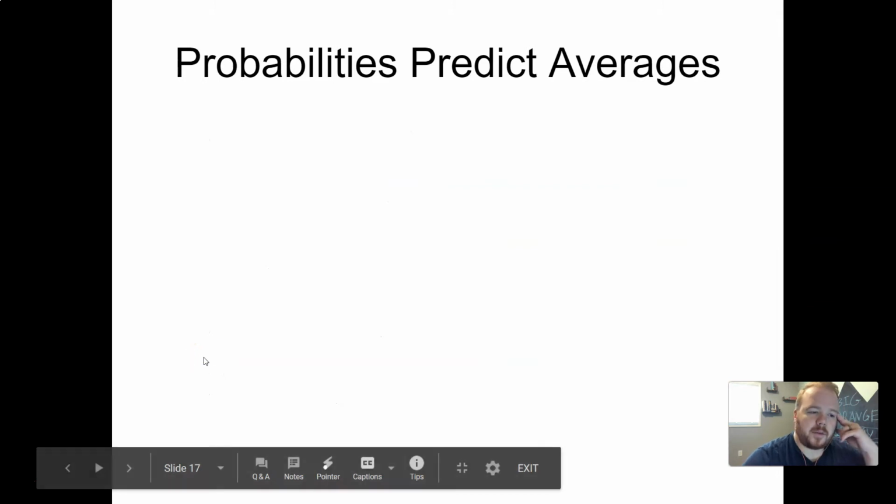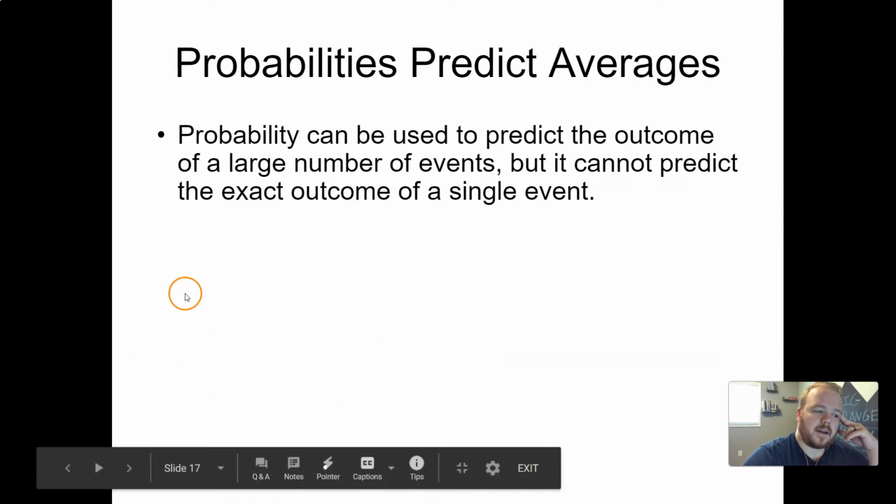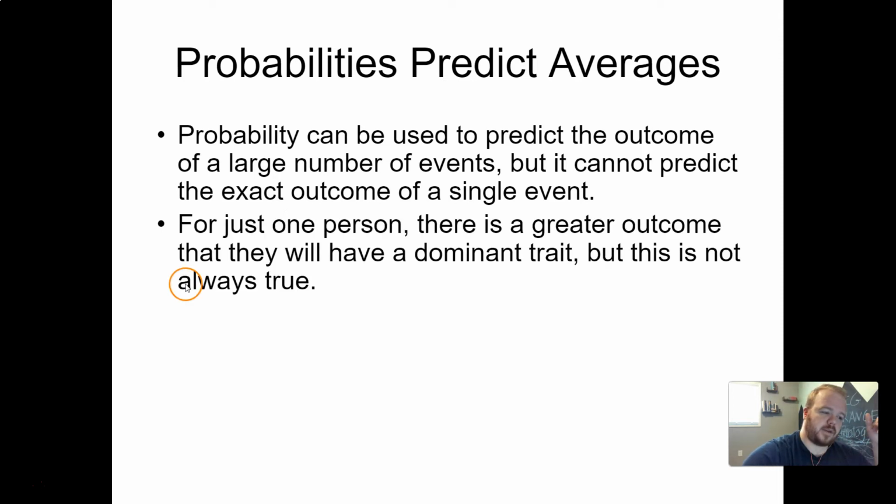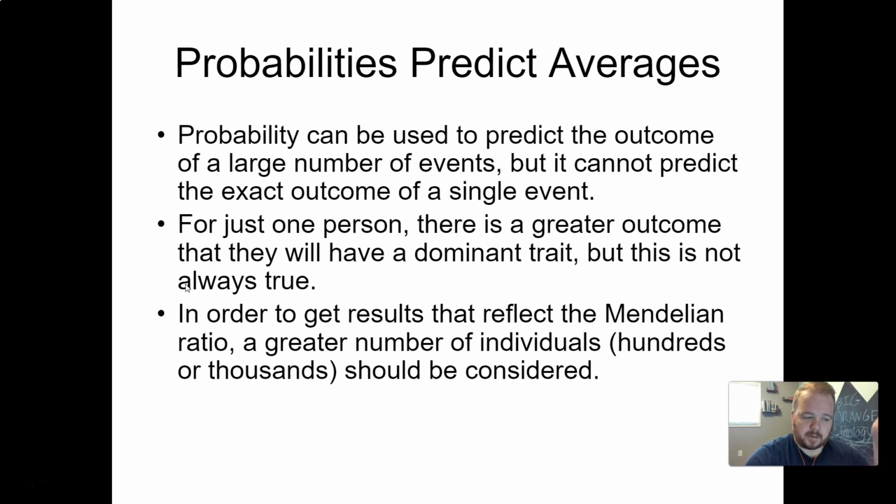Now, probabilities can be used to predict averages. Probability can be used to predict the outcome of a large number of events, but cannot predict exact outcomes of a single event. For one person, there's always a greater chance that they'll have a dominant trait, but this is not always true. In order to get results that reflect Mendelian ratios, a greater number of individuals should be considered.